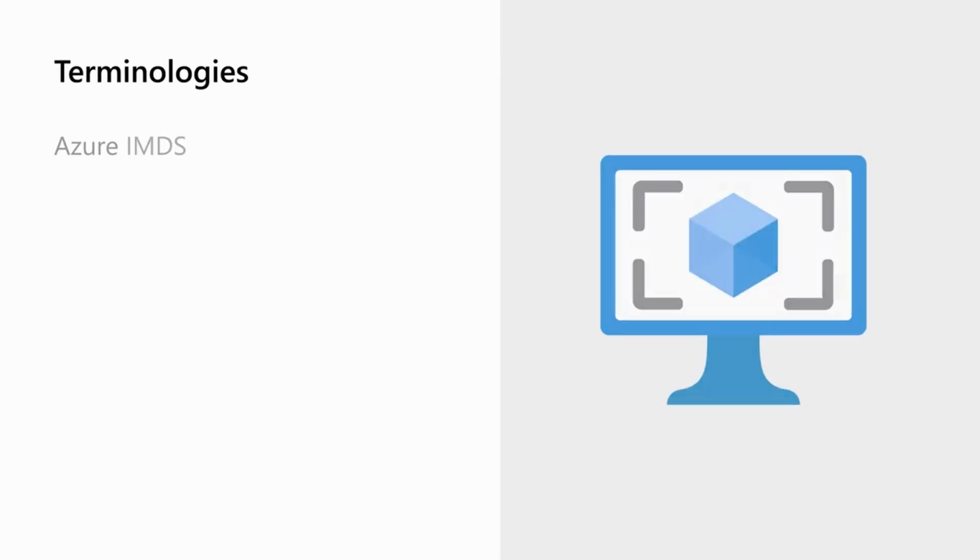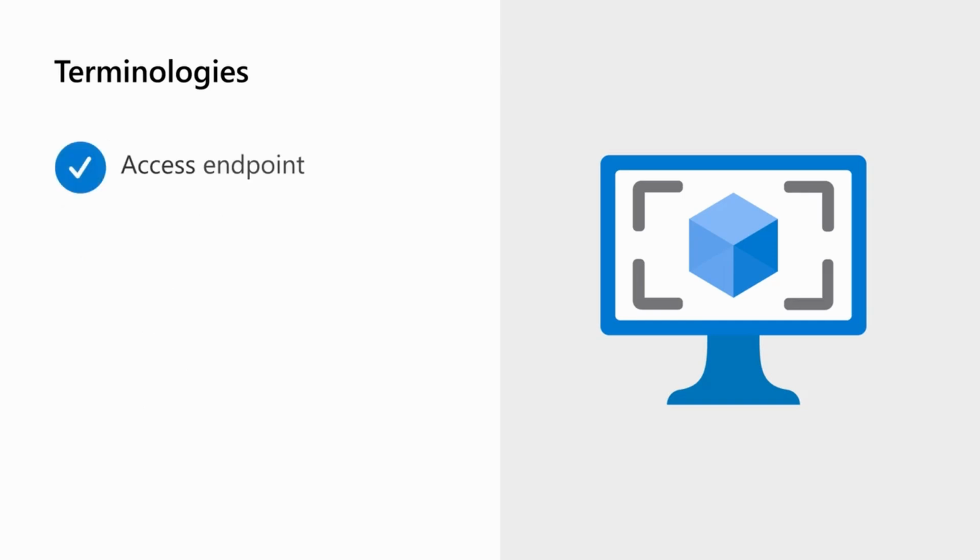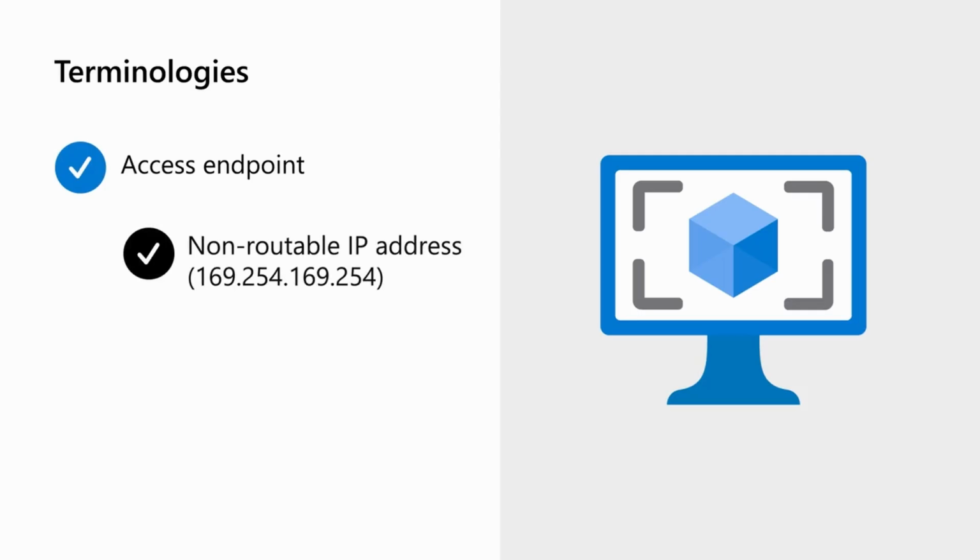And the term Azure Instance Metadata Service, also called IMDS, is a REST endpoint accessible to every infrastructure as a service, also called IaaS, and the virtual machines, also called VMs, created via the Azure Resource Manager. The endpoint is available at a well-known non-routable IP address, 169.254.169.254, that is accessed within the VM.